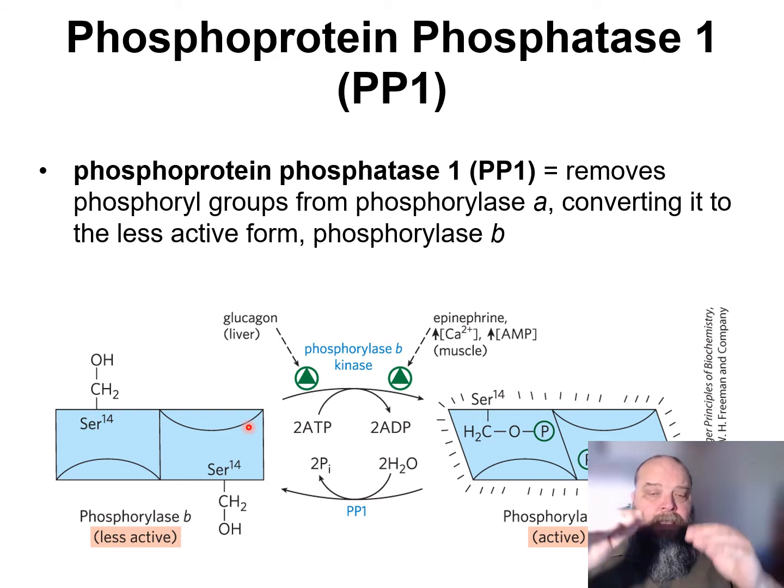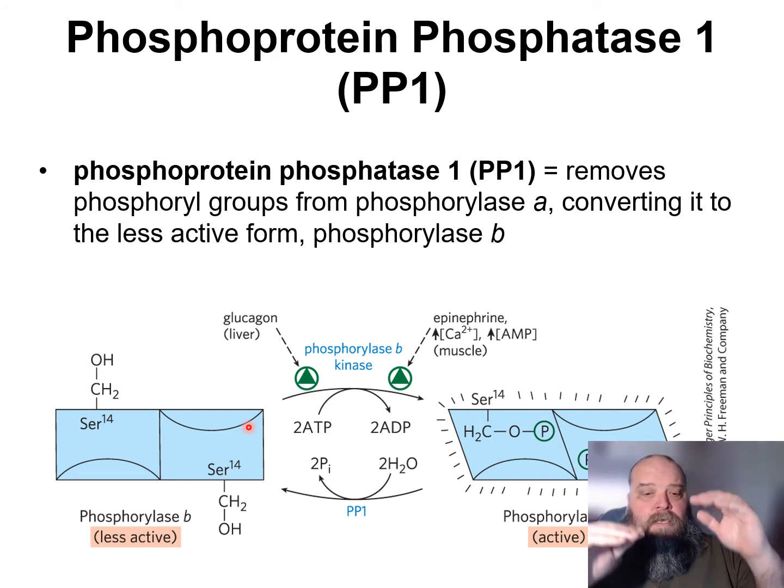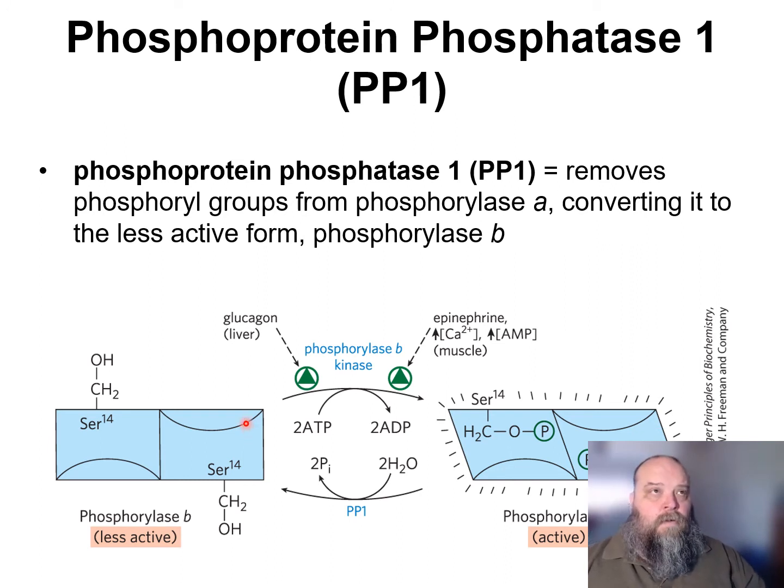So you get this balance thing going. More A, less B, more B, less A, more A, less B, depending upon who's getting the signal, who's getting the greater push.